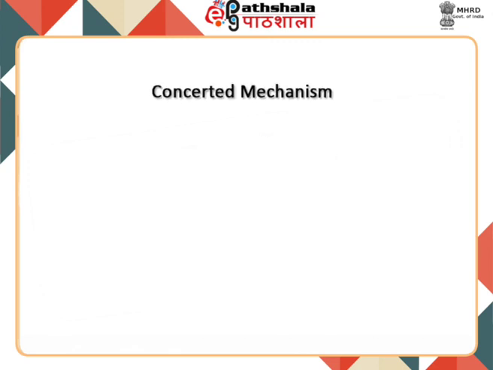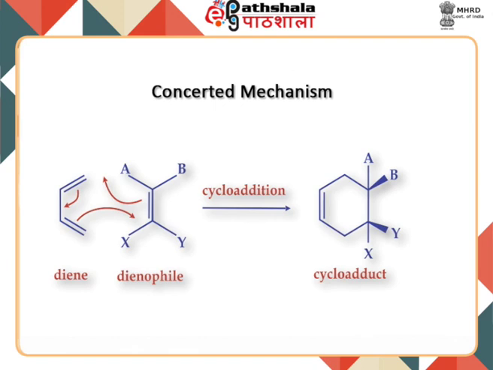A concerted reaction mechanism occurs without any intermediate. The transition state involves bond breaking and bond formation. The concerted pericyclic reactions involve reorganization of electrons through cyclic transition structures. The Diels-Alder reaction between a diene and a dienophile is an example of a concerted cycloaddition reaction.